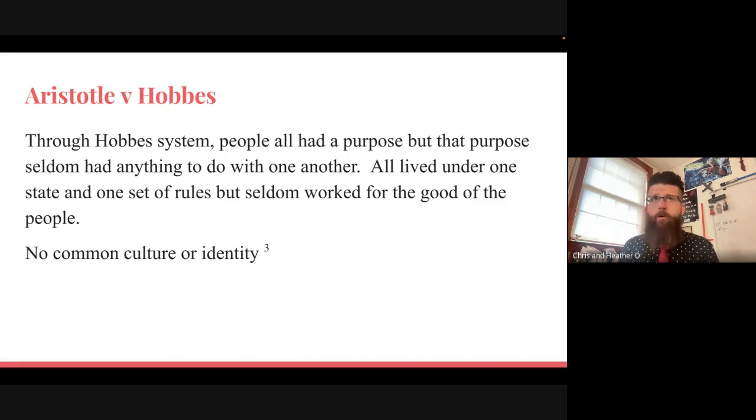And doing a lot of work here with Aristotle through this course, that's not what Aristotle believed. Aristotle believed that everybody should be working together, belonging almost to the state, in a way that they should work to benefit one another. All lived under one state. They all lived under the same set of rules, but seldom did they work together for the good of the people. It's going to be the views of Hobbes, that there's no common culture, there's no common identity going to be shared, as people were just truly individuals that were ruled over harshly.